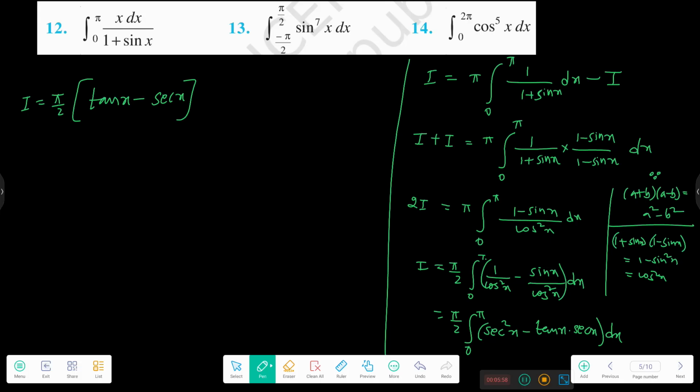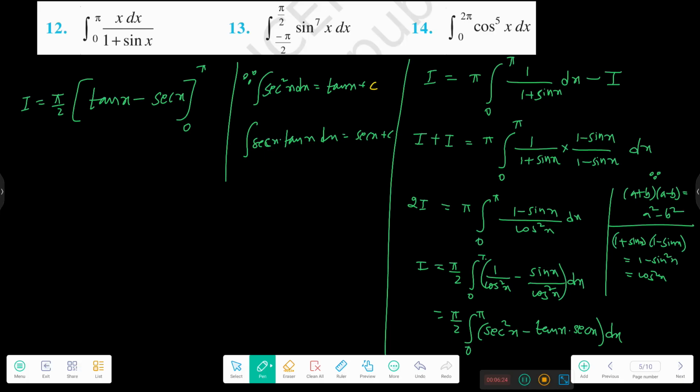Secant x, from 0 to pi. So what formula have I used here? Integral of secant square x dx is equal to tan x plus c. In the same manner, integral of secant x tan x dx is equal to secant x plus c. This is the formula which I used here.